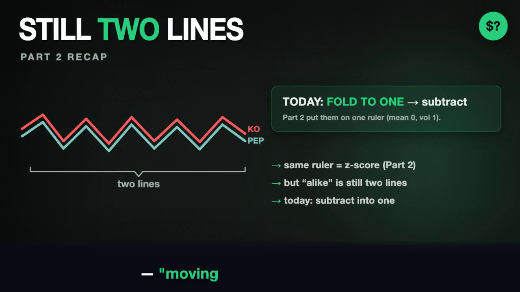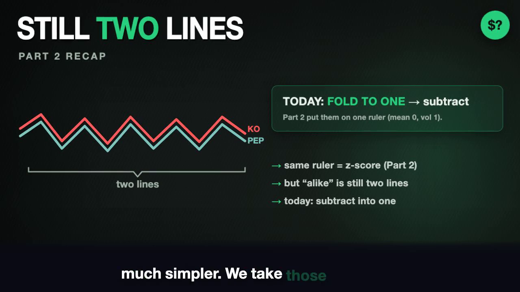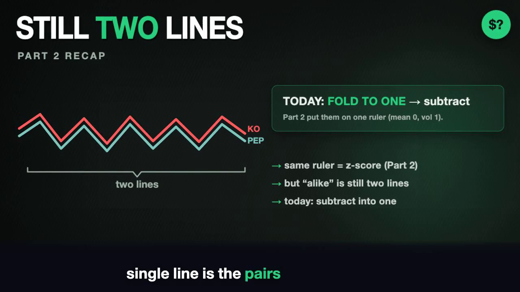But look, moving alike is still two lines. You lay them on top of each other and hunt for the spot where they pull apart. Today we make that much simpler. We take those two lines and we fold them into one. That single line is the pairs trading spread.